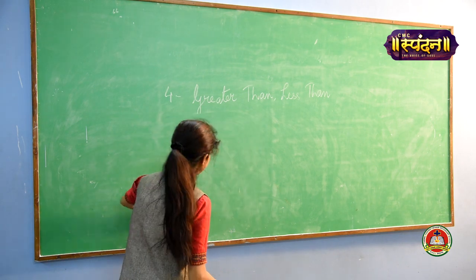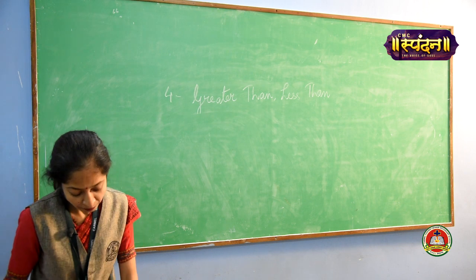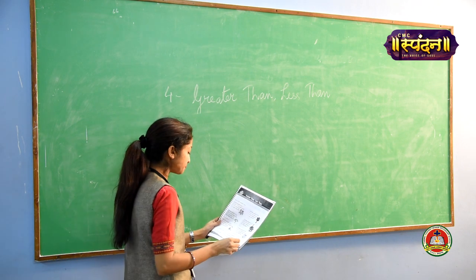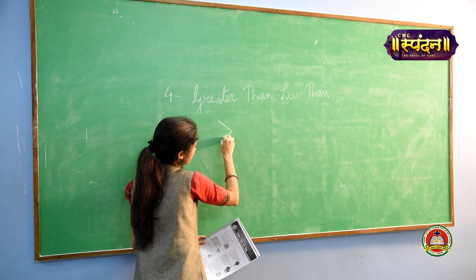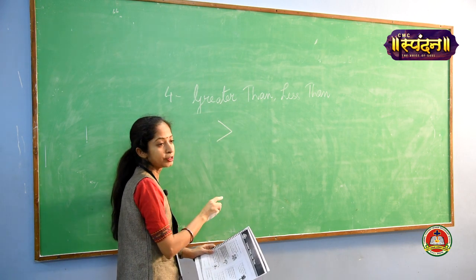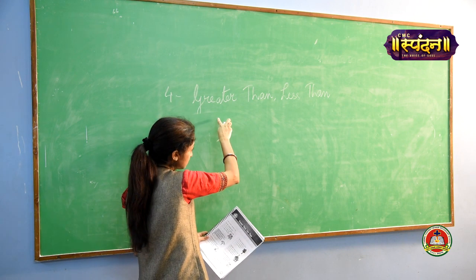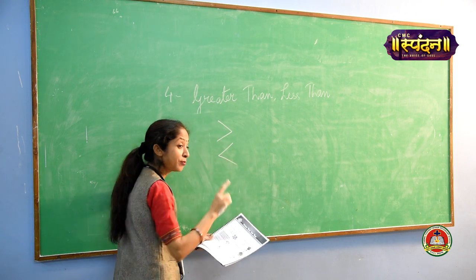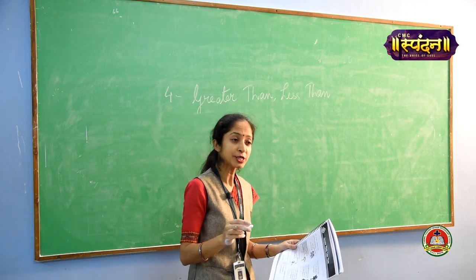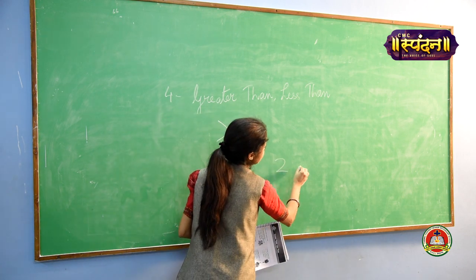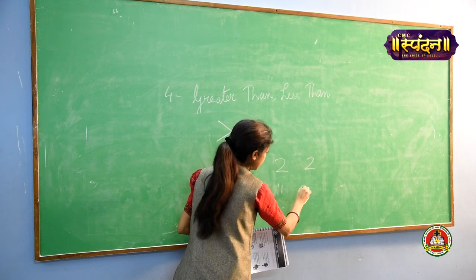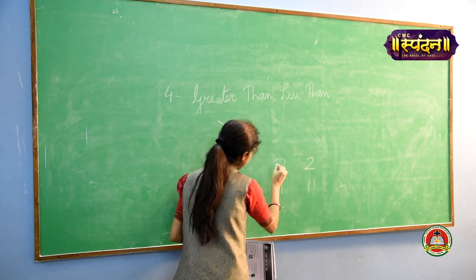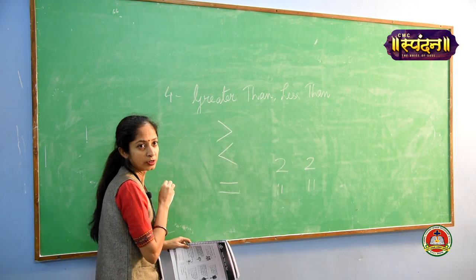We use some symbols for greater than and for less than. We use this symbol for greater than. That means the number which is greater, this is a symbol, and for less than we use this symbol. And one more thing, when the numbers are same, suppose I tell 2 and 2, that means we are having 2 pencils over here and here also 2 pencils, okay. So the number is same, so we will put a sign equal to, okay.